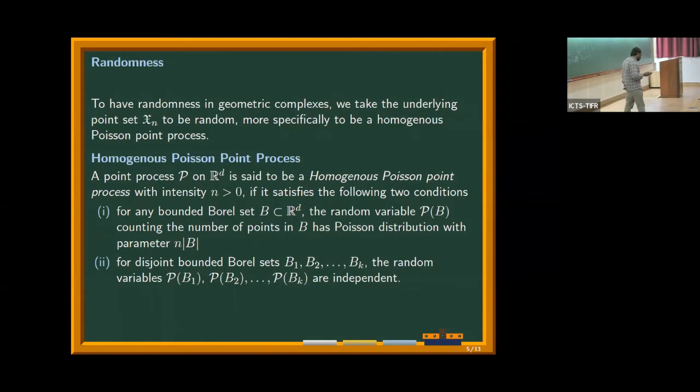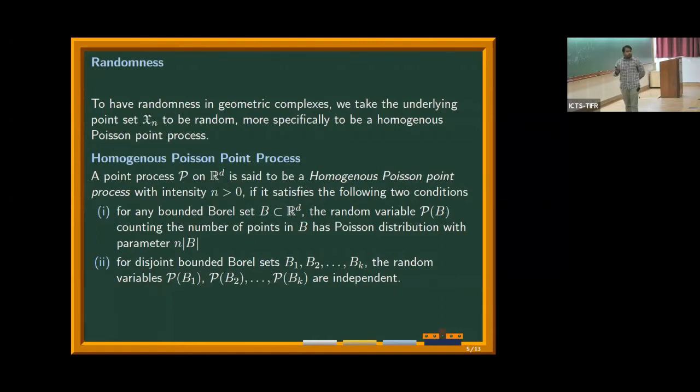What is this? It is just a random collection of points in R^d which satisfies these two properties. The first property says: take any bounded Borel set B and look at the number of points lying in that set. It follows a Poisson distribution with parameter n times the Lebesgue volume of B. So this n is called the intensity. And since n is a constant here, this point process is called a homogeneous one.